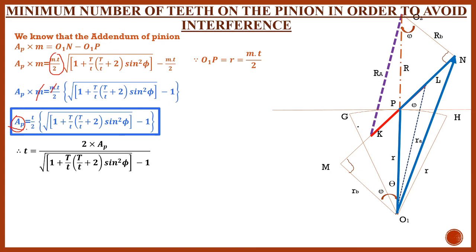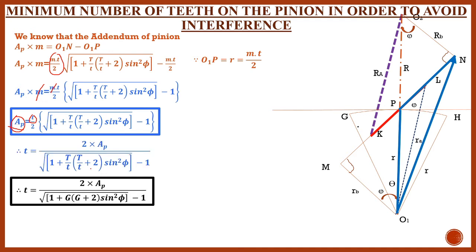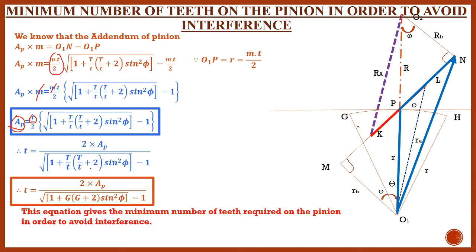Again, by rearranging this equation we will find out the T, that T is equal to 2 into AP upon square root of 1 plus capital T upon small t into bracket capital T upon small t plus 2 into sin square phi minus 1. Again, that capital T upon small t is equal to G, which is the gear ratio. In this way, you will find the equation of the minimum number of teeth on the pinion to avoid the interference. This is the final equation.